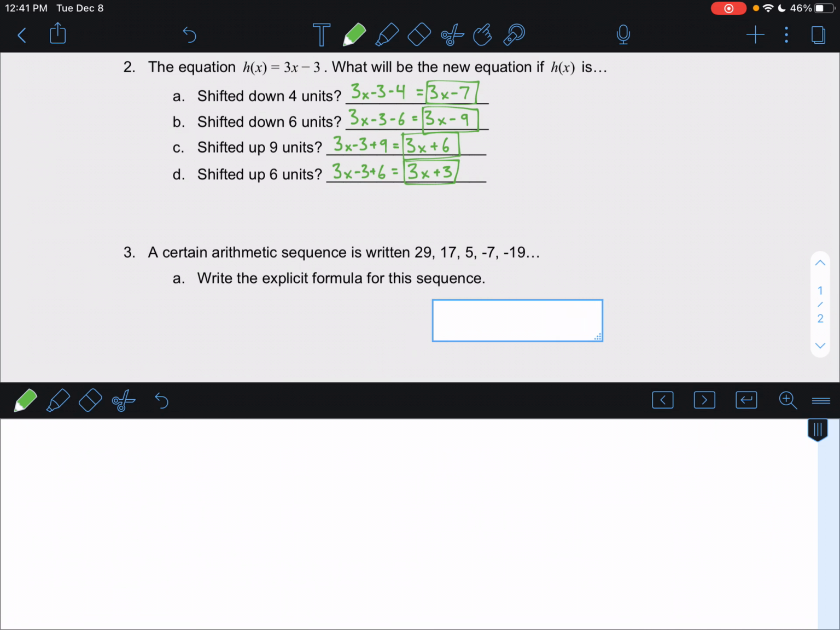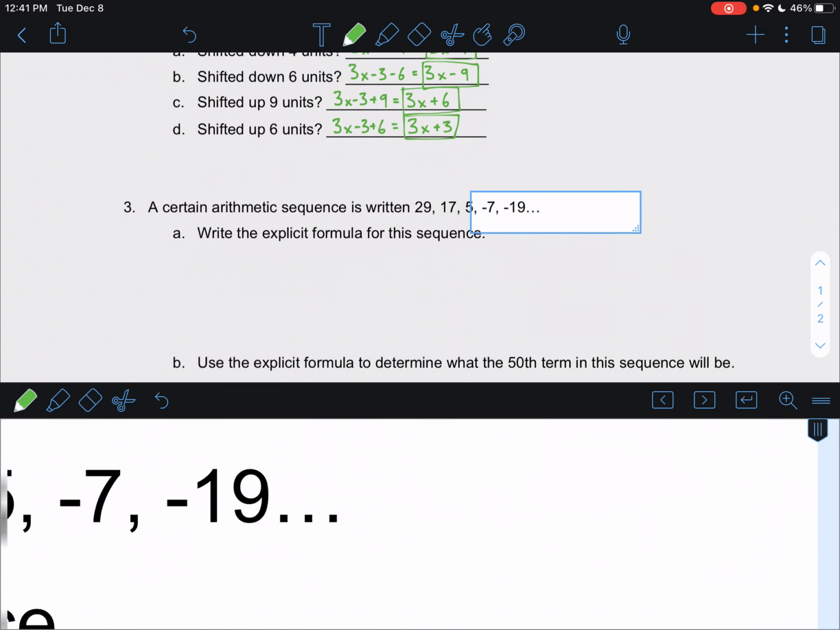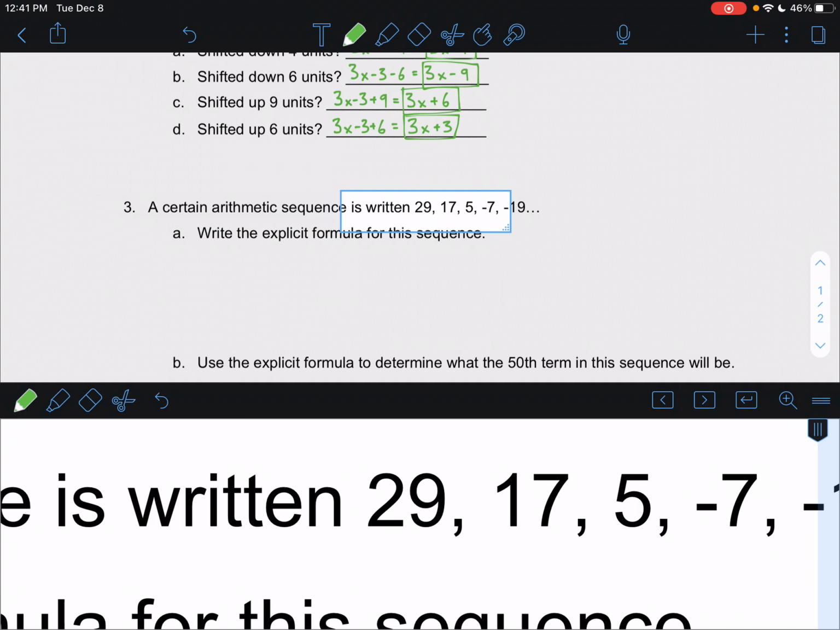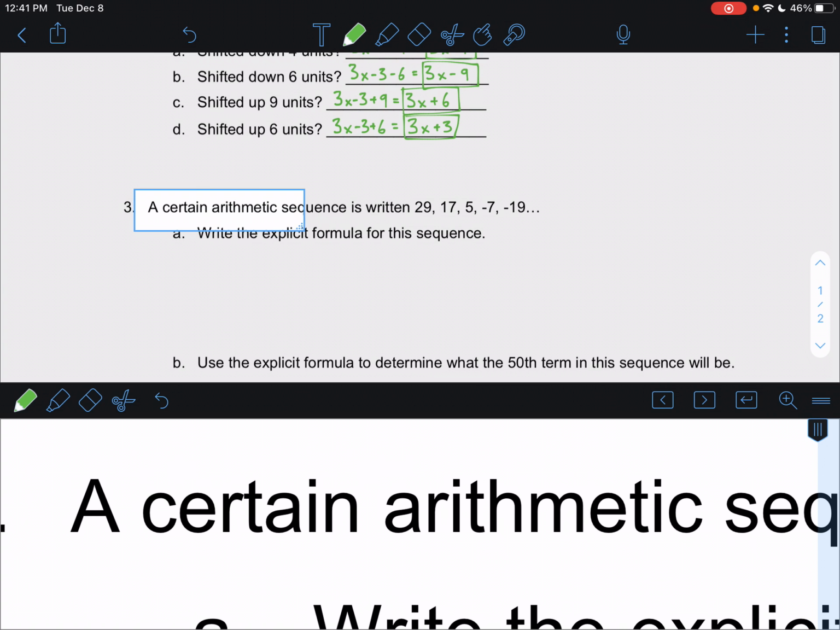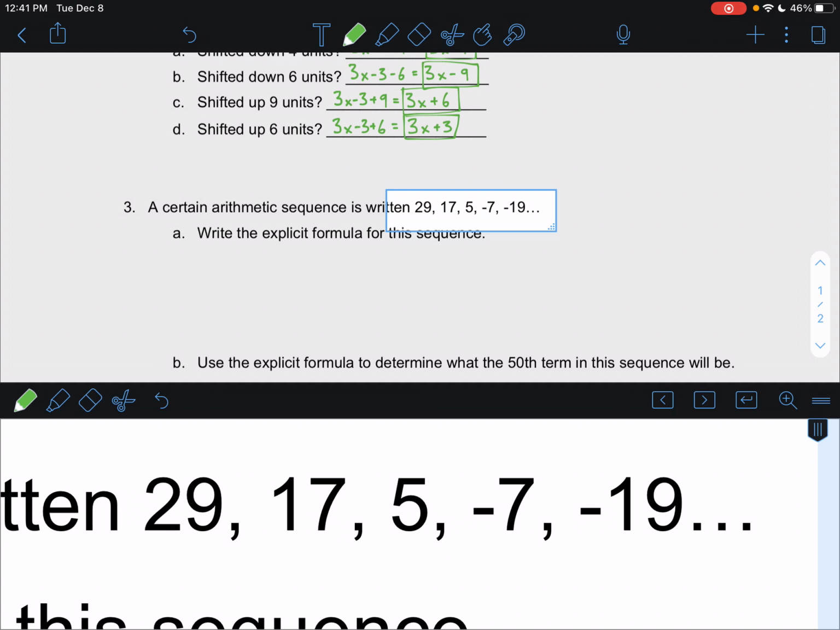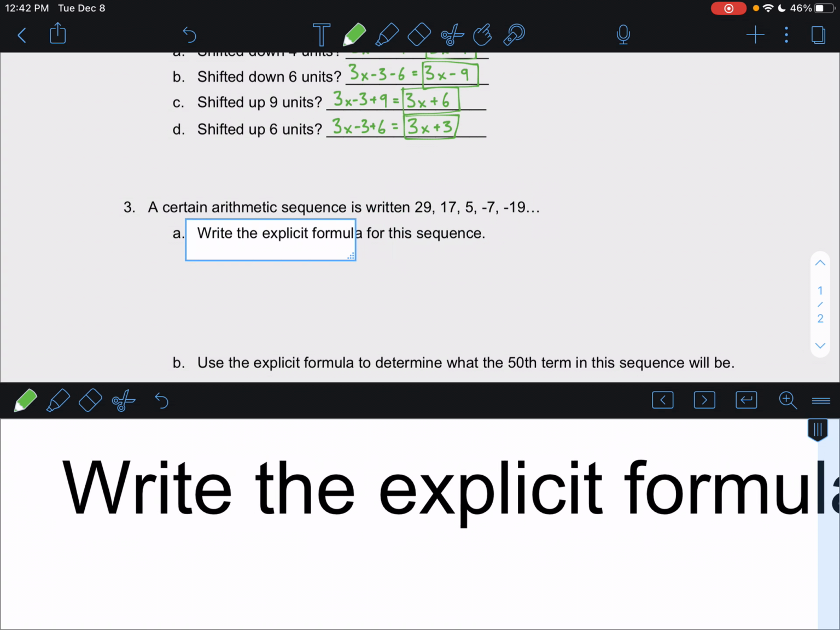All right, so that was number 2. Number 3 is an arithmetic sequence, like what we learned yesterday. So a certain arithmetic sequence is written 29, 17, 5, negative 7, negative 19, and so on. So what I want to do, I need to write the explicit formula.